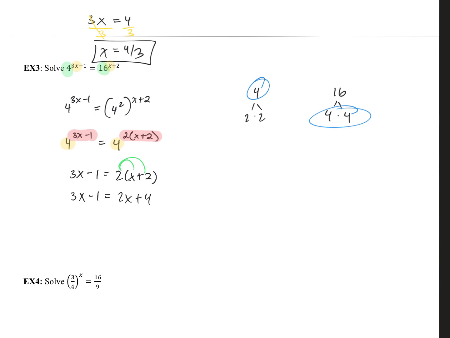Okay, solving the linear equation, let's move the 2x to the other side. Add the 1 to both sides. And we get x equals 5. And we're done.